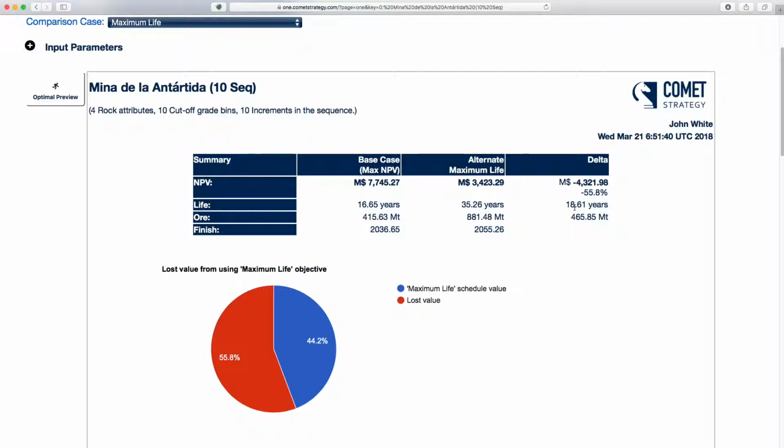But why is it that we have lost so much value? We've obviously got more ore as well, and our mine life finished later. Now, we're going to be finding out why though. Of these parameters, the main one is the NPV. So that's why we've showed this 55% is the value that we've lost by not going for maximising the NPV.